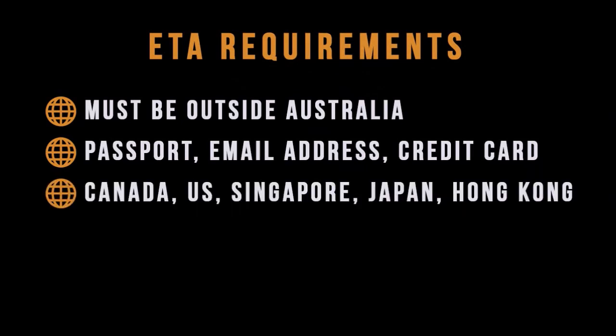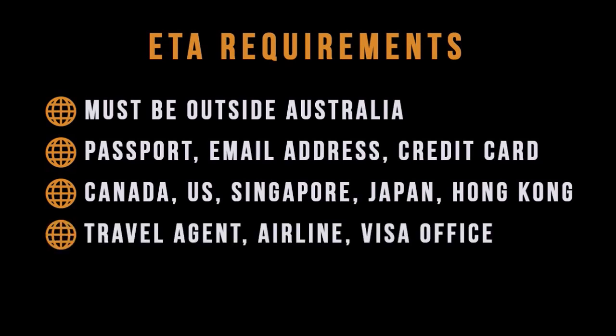You can apply for an ETA online, but this option is only available for some countries including Canada, United States, Singapore, Japan, Hong Kong, and a couple of other countries. If you're not eligible to apply for an ETA online, you may be able to apply through a travel agent, airline, or at an Australian visa office.